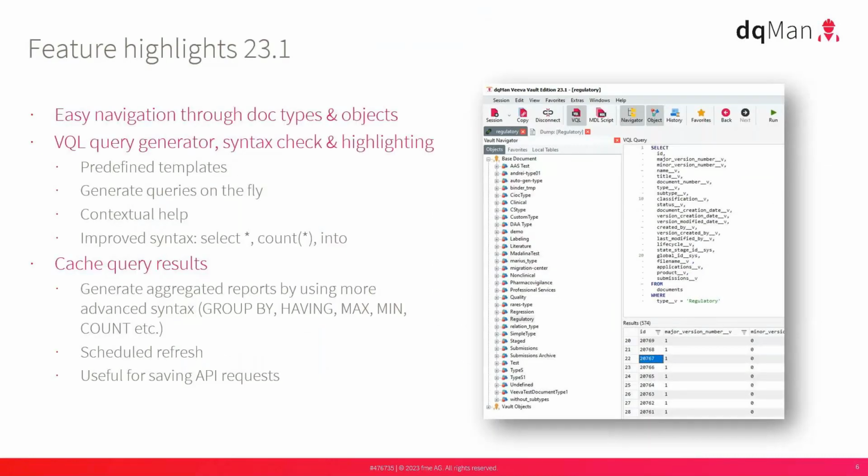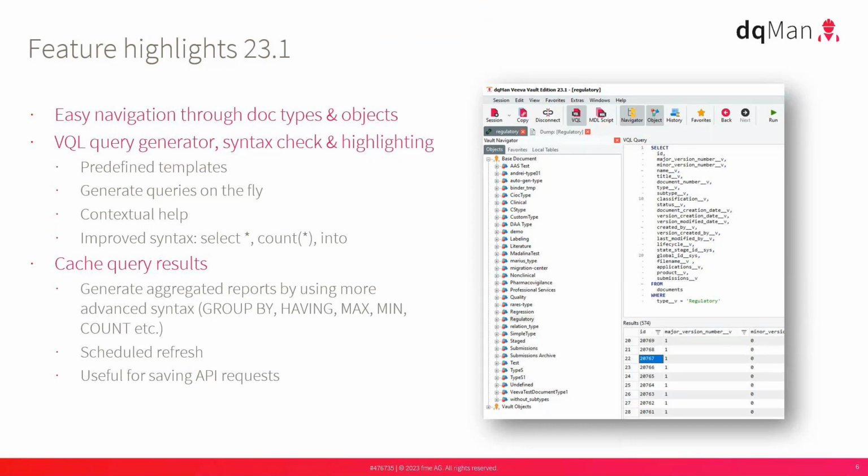Before proceeding with the demo, let's have a quick look at the features we provide in the first version, 23.1, that was released at the end of June. The starting point of using dqMan is the easy navigation through the document types and objects. Selecting one document type or one object, dqMan will generate a VQL statement that you can use to query the data behind a specific document type or behind an object.